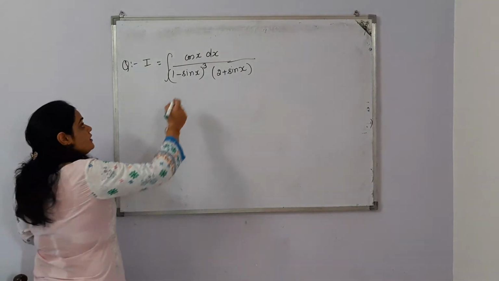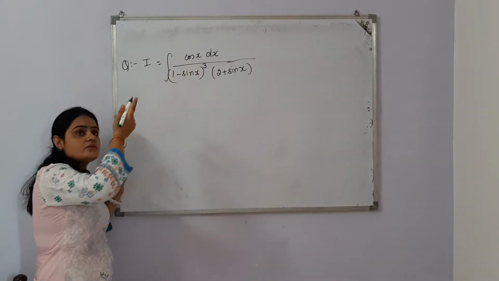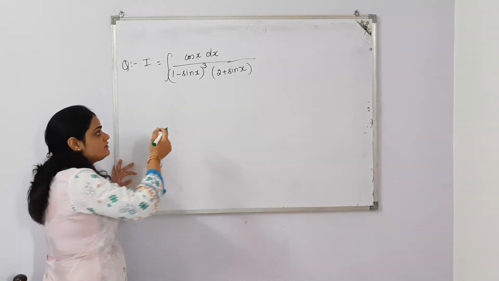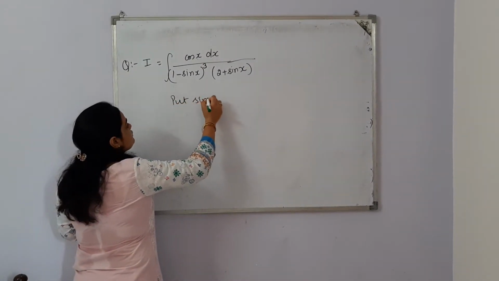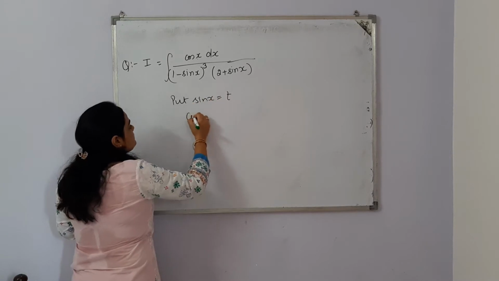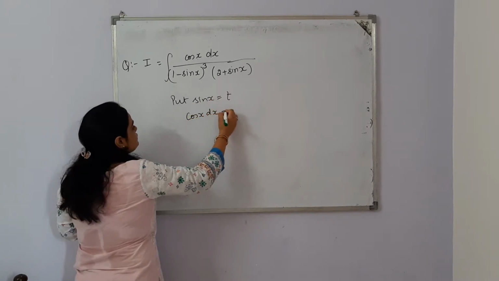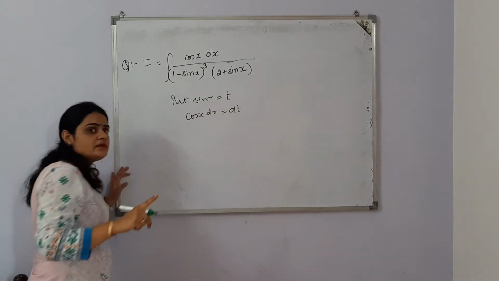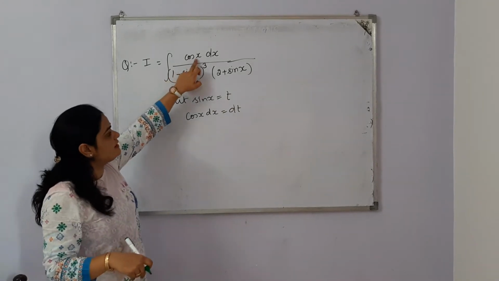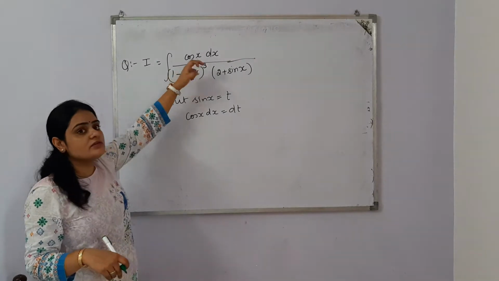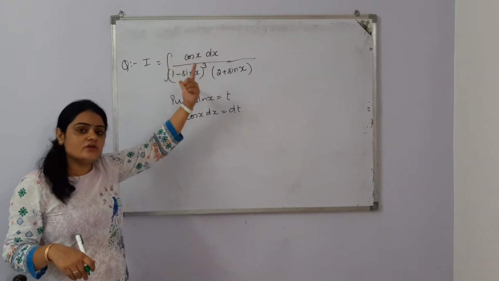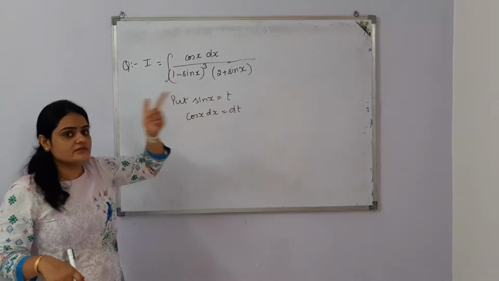So cos x is there, whose derivative is available, of course the function sin x. So we'll substitute sin x is equal to t. So its derivative is cos x dx is equal to dt. Again repeating, we need to find the function whose derivative is available in the question. Of course it is sin x. We'll substitute sin x is equal to t.